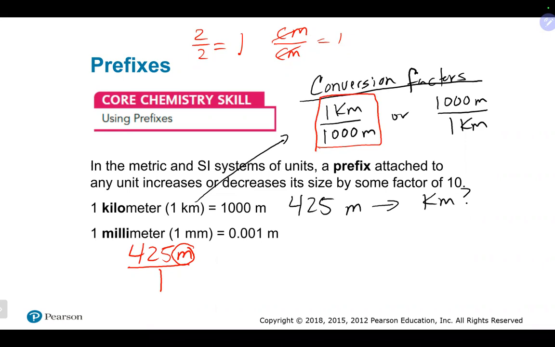And the kilometers, which is actually what we're looking for, are up on top. So we set this up. People call it railroad ties or something like that, but I like to just do parentheses. I'm going to use my conversion factor, which is 1,000 meters on the bottom, 1 kilometer on top.